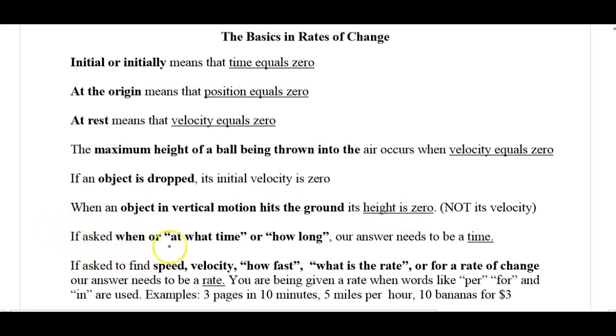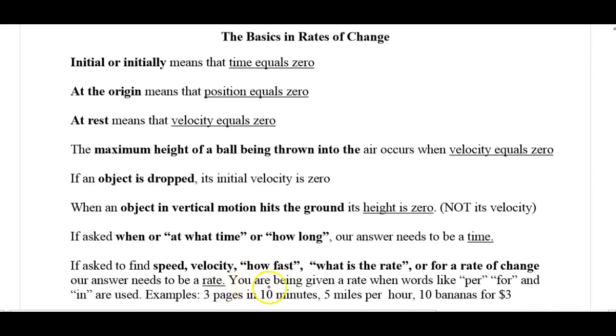If asked when, or at what time, or how long, our answer needs to be a time. Now this may seem obvious, but over and over again, once we start developing more and more topics, a lot of students get confused on what the problem is asking. So we need to be able to find these key phrases or identifiers. So when asked for when, we know the answer needs to be a time, and that's why we always include units in our answer. Now if asked to find a speed, a velocity, how fast, what is the rate, or for a rate of change, well, then our answer needs to be a rate.